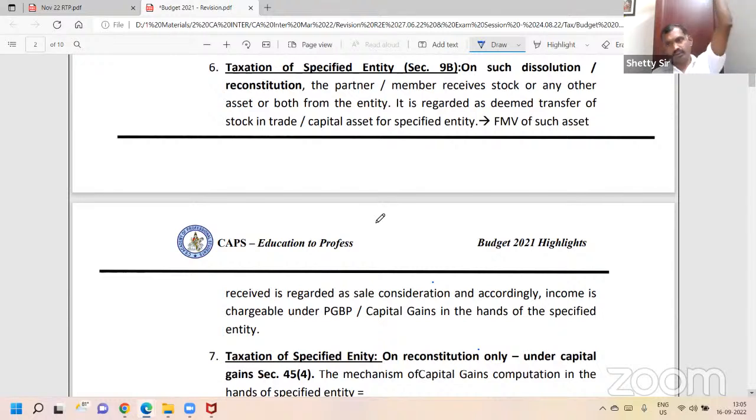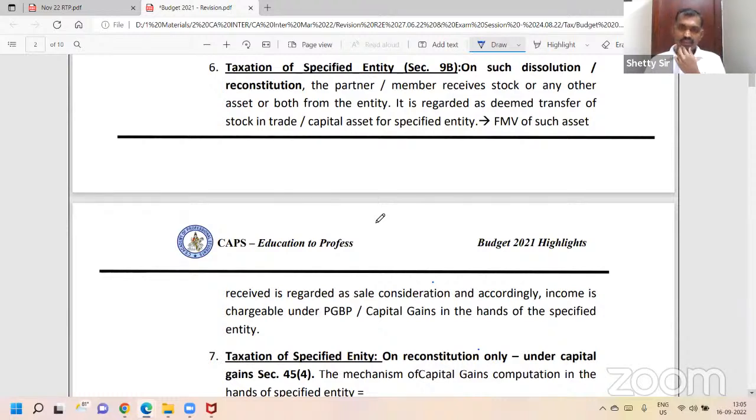The entity gives a building to the partner. What is the market value? 300 lakh minus its cost. That could be business income, if it is regularly real estate business, or capital gain. I'm going very short because it's a complicated discussion. We did it in detail in the regular class. Fair market value minus cost, or book value. That applies when there is dissolution or reconstitution.